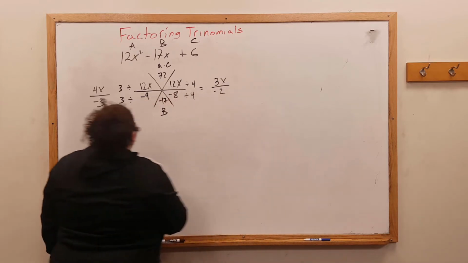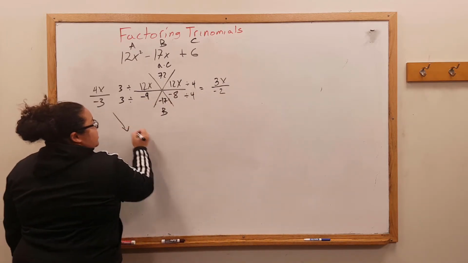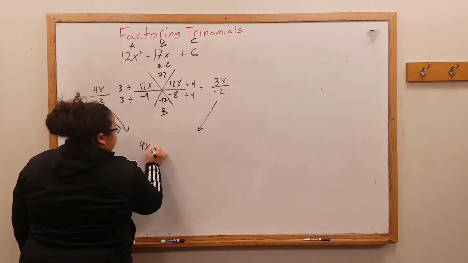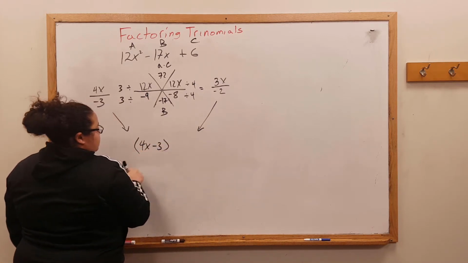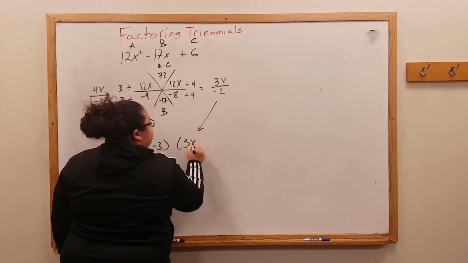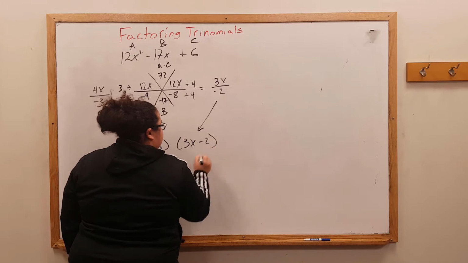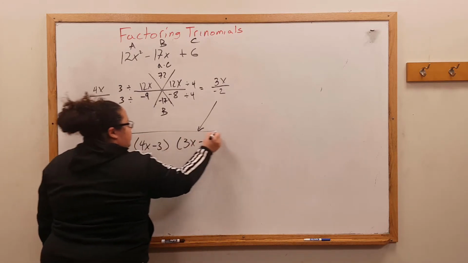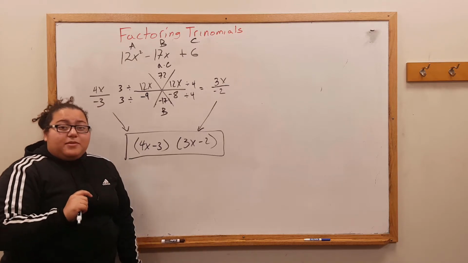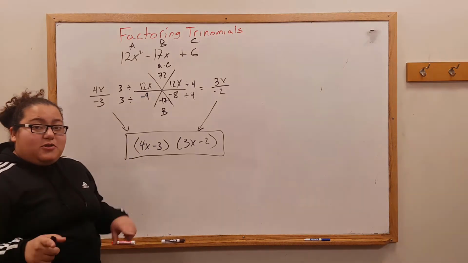The next step is rewriting the formula, which equals 4x minus 3 in parentheses times 3x minus 2. And don't forget to box your answer. Alright, the next step, I'm going to erase this board and give you another example.